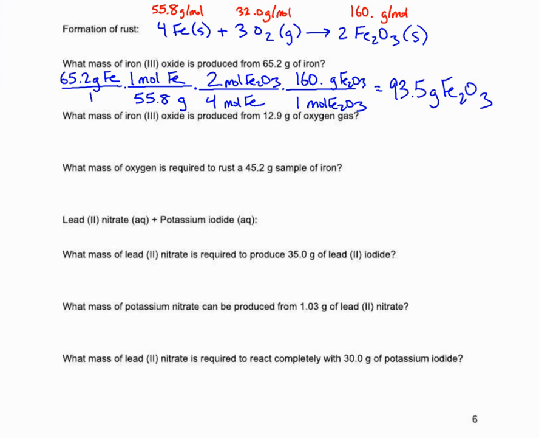Next question, what mass of iron 3 oxide? So we're talking about how much product in terms of grams is produced from, here's our reactant, 12.9 grams of oxygen gas. First thing, convert to moles. So we are dividing by the molar mass of oxygen, and that gives us moles of oxygen.